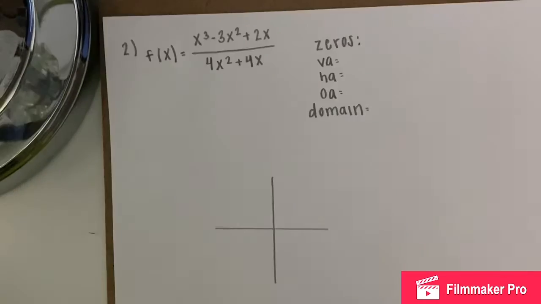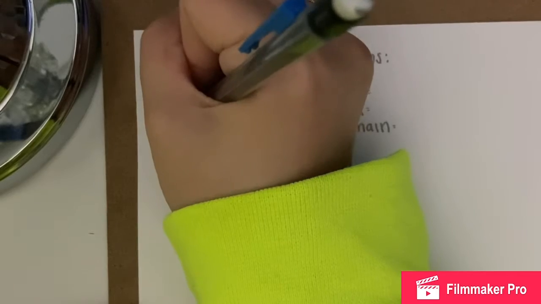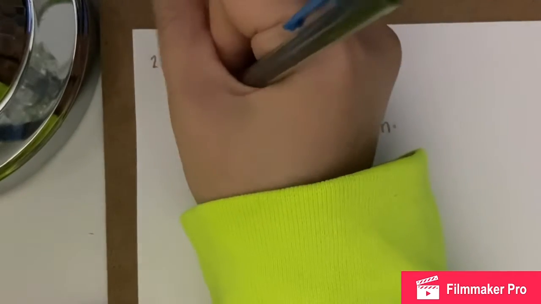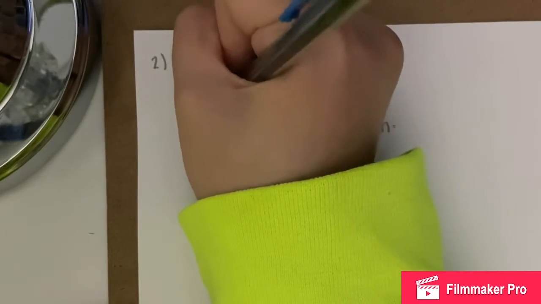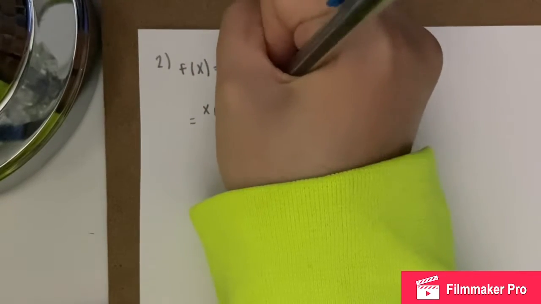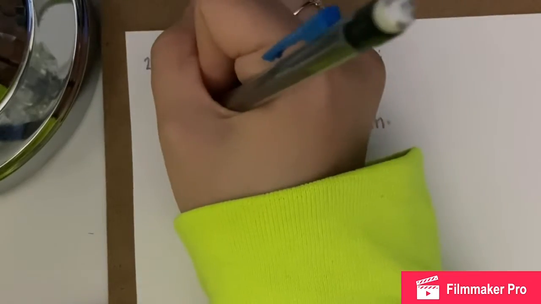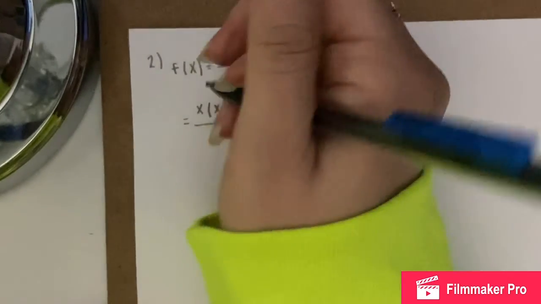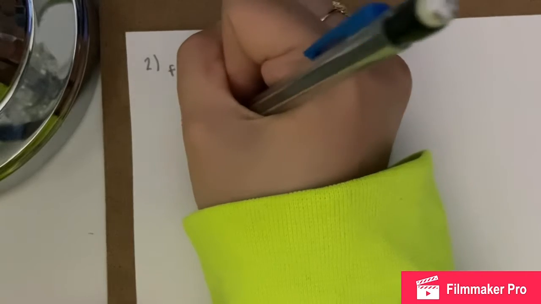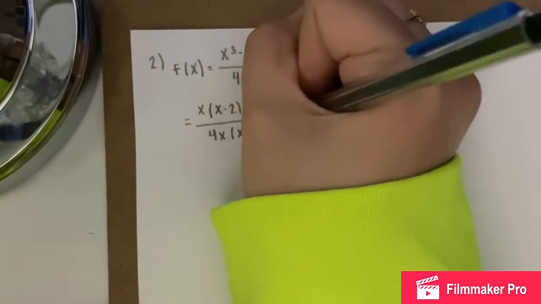That's it. For my last problem, I'm going to be doing number 2. So to start off, we are going to factor out the problem, and once we factor it, we're going to be left with x times x minus 2 times x minus 1. And this is going to be over 4x times x plus 1.